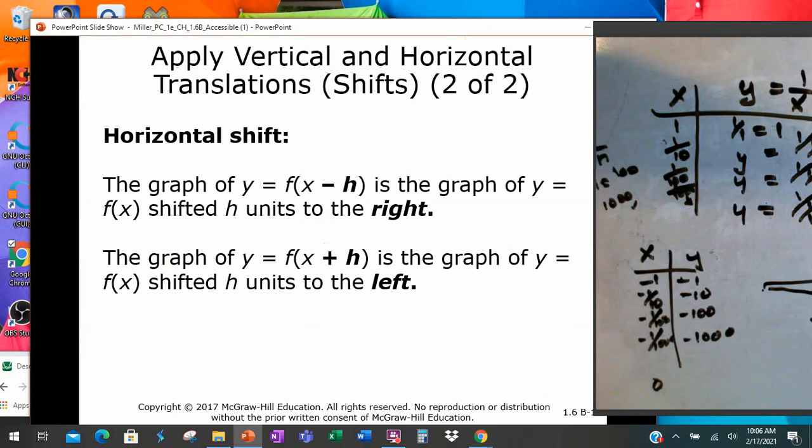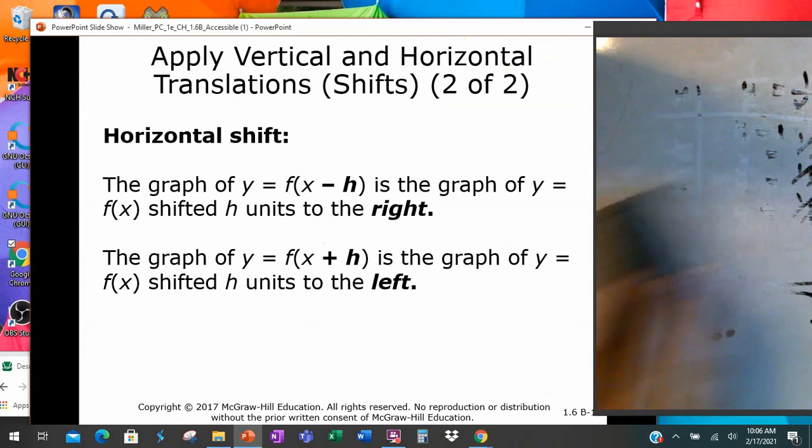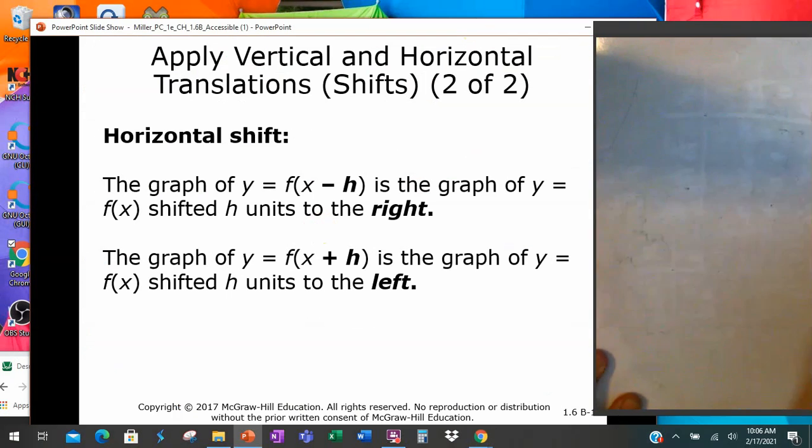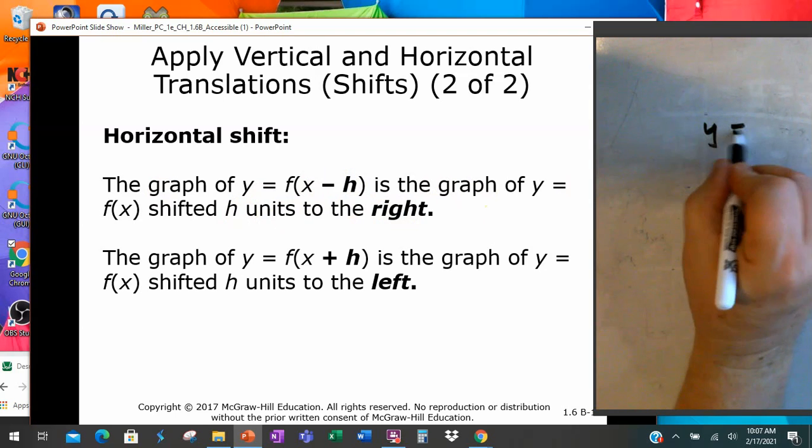A horizontal shift. This is a little different. This is a little harder to do and harder to understand. Okay, and you'll get this kind of mixed up back and forth. The graph of y, so I know some function, f of x. If I apply this transformation x minus h, it's going to shift that graph to the right by h units.